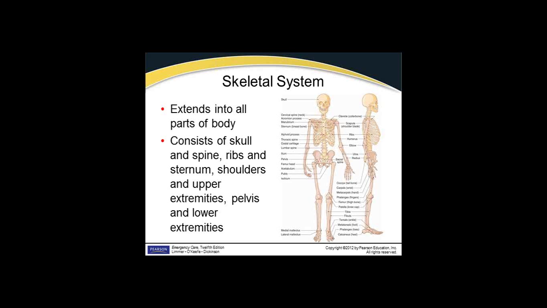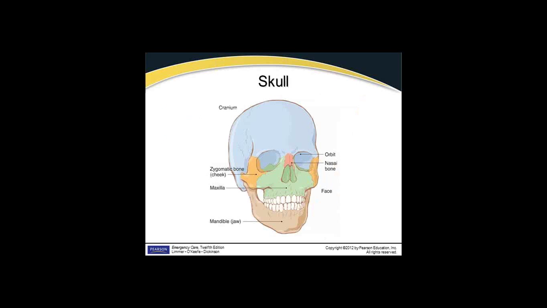That's the major division in the skeletal system, things that are required to live and the things that make living a little nicer. So, the skull. Now, there is a large number of bones in the skull. Most of them are not listed here.